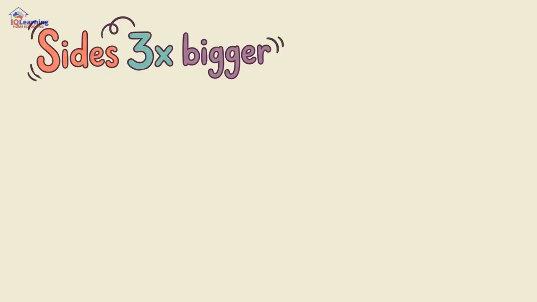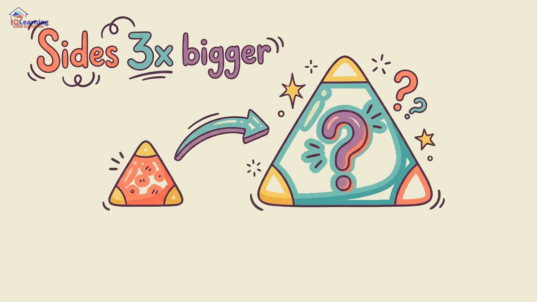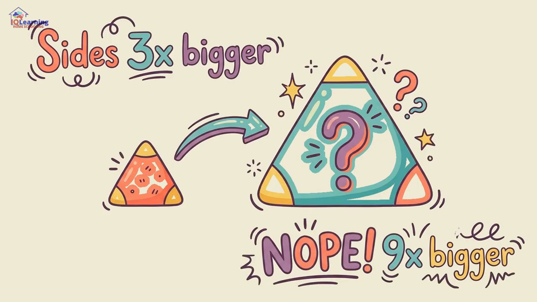Wow! If a triangle gets 3 times bigger on the sides, does the area get 3 times bigger too? Nope, it gets 9 times bigger. Here's why. Area is two-dimensional.